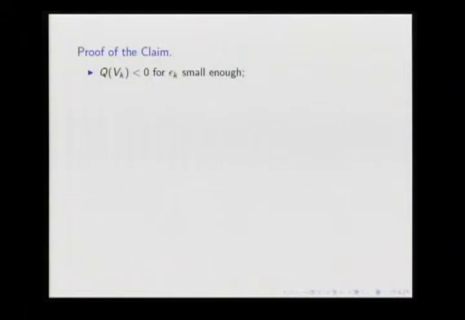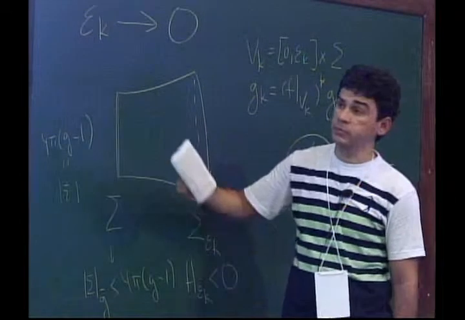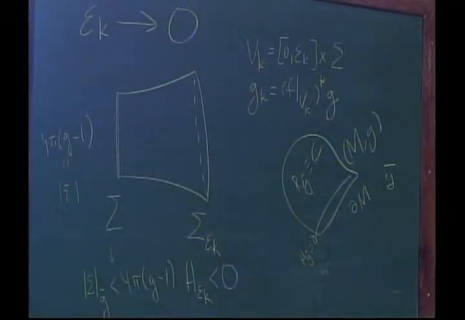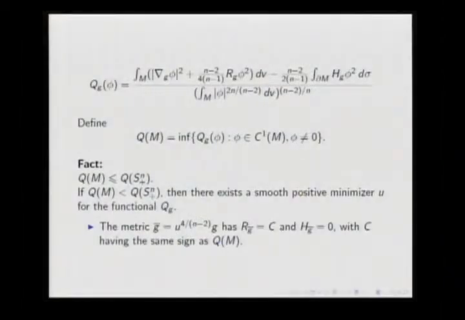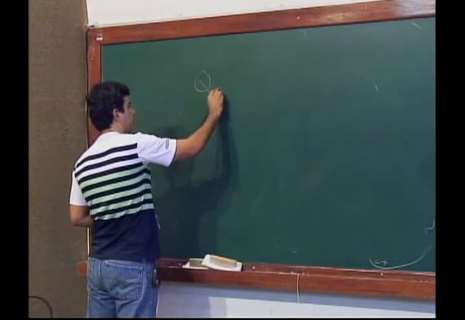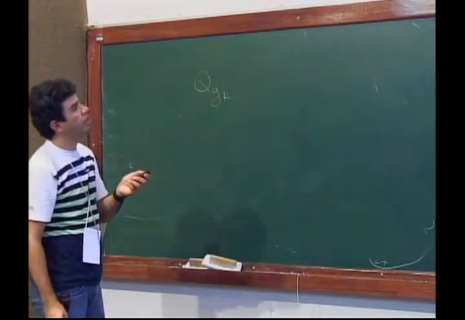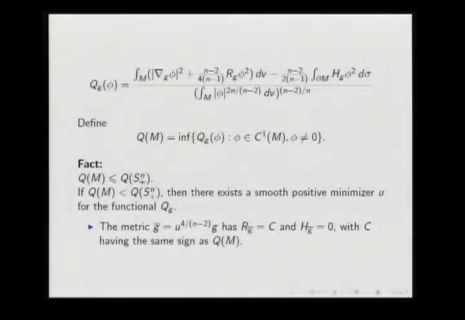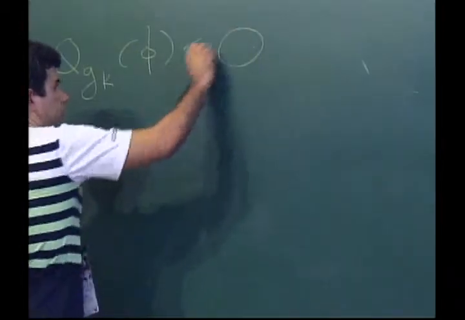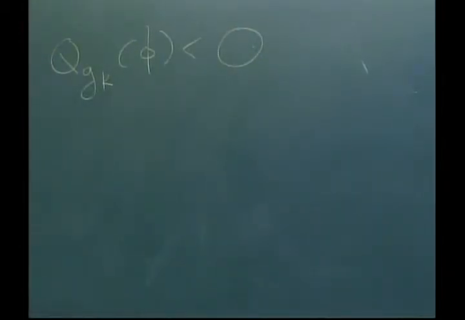Okay, let me continue. Also, we have to prove that the Yamabe invariant of this metric is negative for k small enough. So to prove this, we have to find a test function such that, for example, this functional is negative. Since the invariant is the infimum, you get the result.